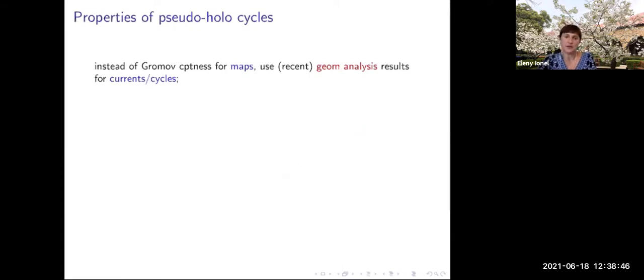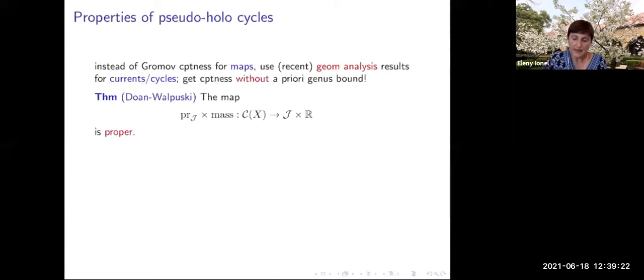The important properties that make this finiteness result work: we have to replace Gromov compactness for maps, which requires an a priori genus bound, not just an energy bound. For example, for a fixed homology class, you also have to fix the genus or have an a priori upper bound for the genus. Instead of that, we use recent geometric analysis results for currents, or if you want, J-holomorphic cycles. So we're going to look at these things as J-holomorphic cycles or as currents, not as maps mod reparametrization.